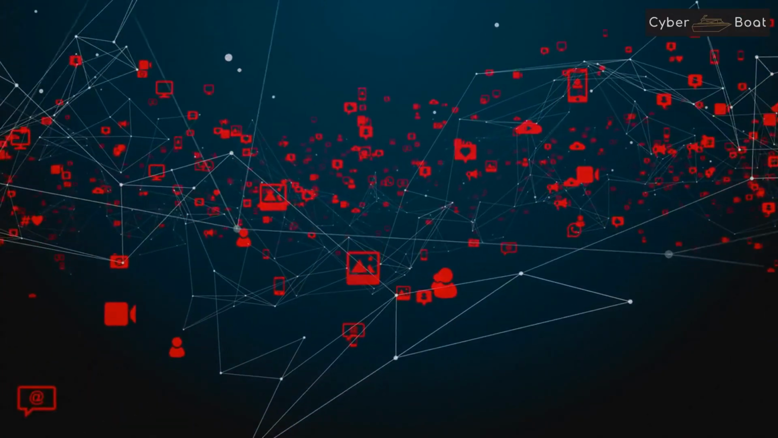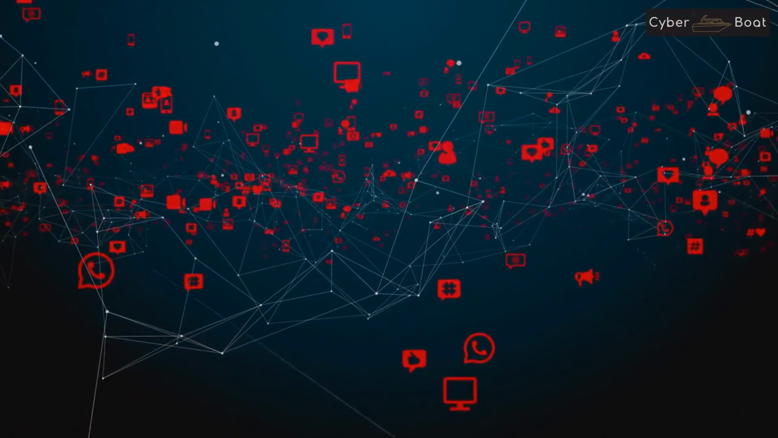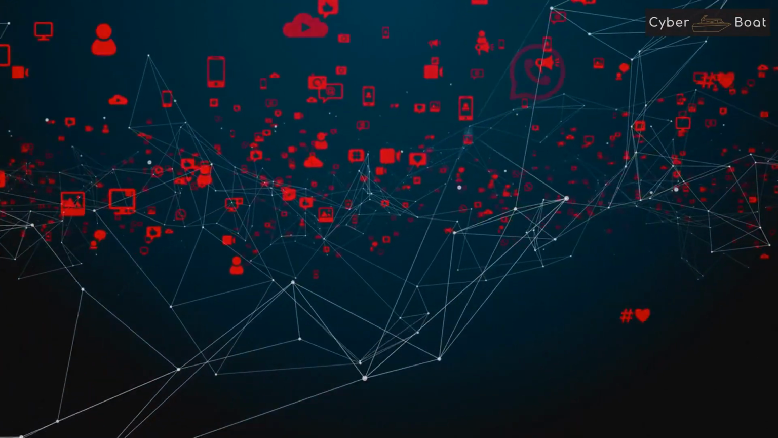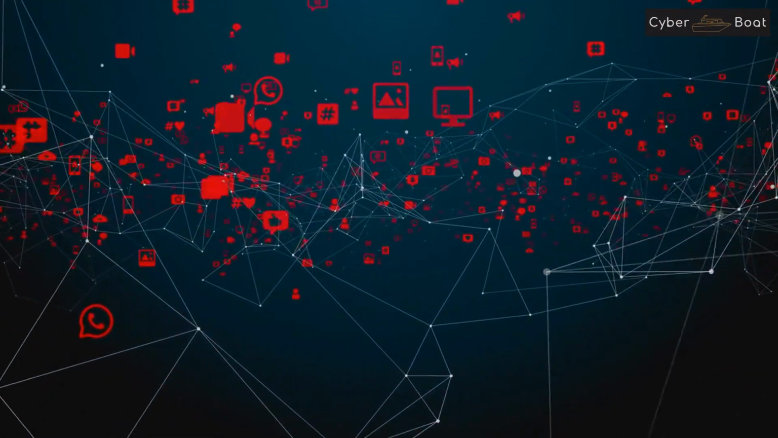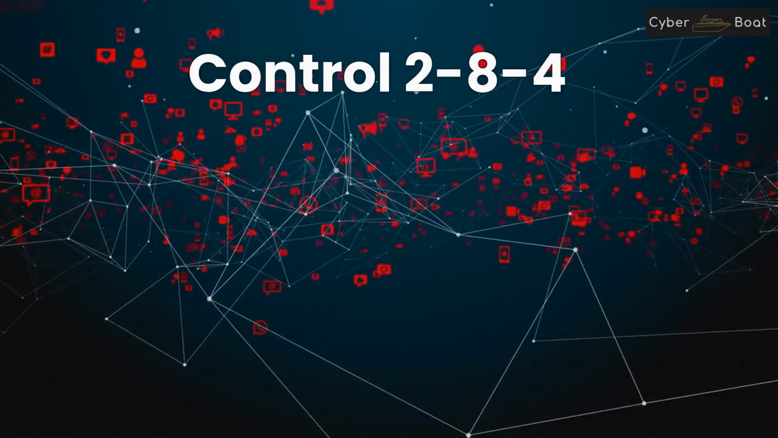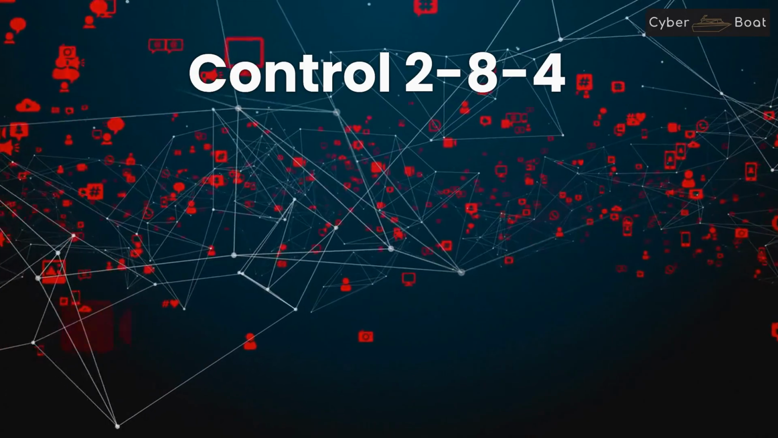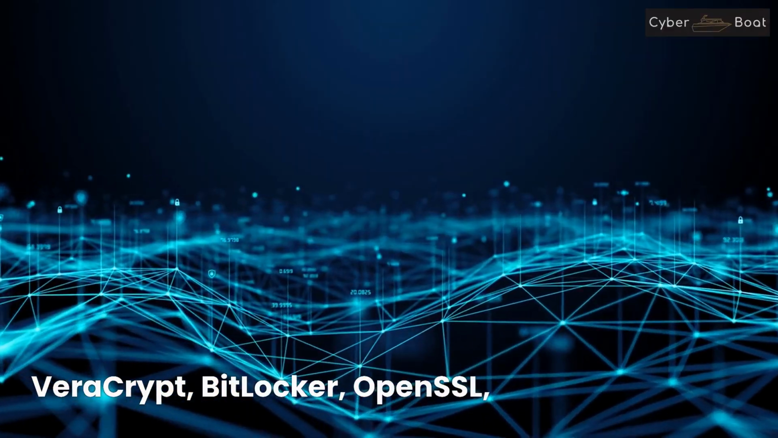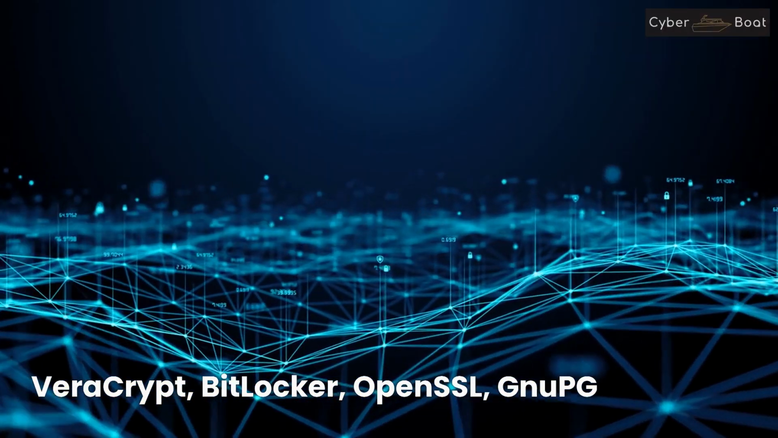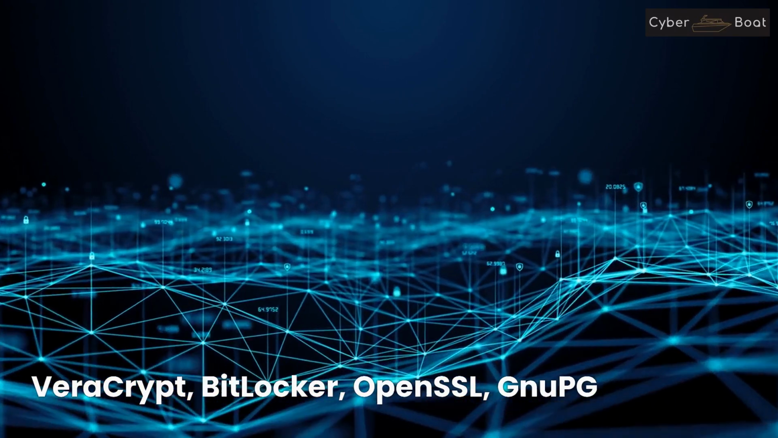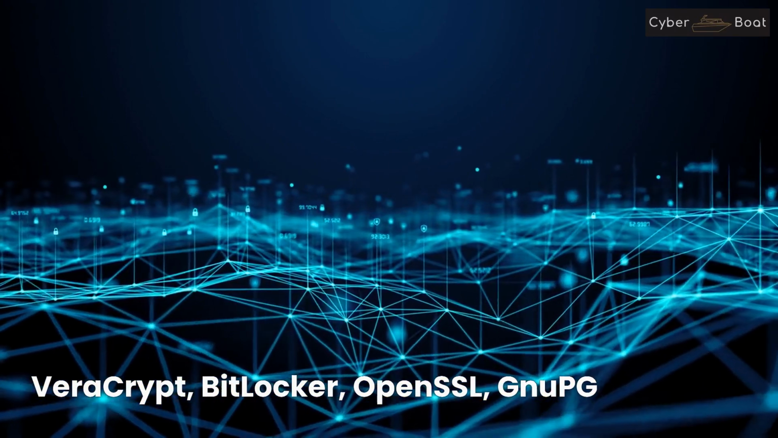Technology-wise, there are many encryption software and tools that can be used to implement cryptography such as AES, RSA, and elliptic curve cryptography. Control 2.8.4. Some of the widely used encryption software are VeraCrypt, BitLocker, OpenSSL, GnuPG.